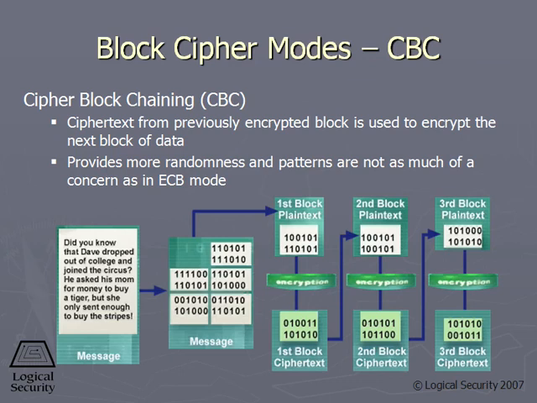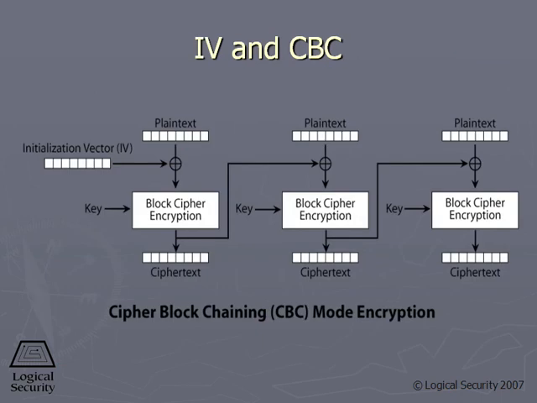So CBC provides a lot of randomness by using that chaining approach of bringing forward the ciphertext to encrypt the next block. Now, on the first block, we don't have ciphertext to bring forward. So for the first block that has to go through the algorithm, there's an initialization vector that works with the key. We talked about an initialization vector, which is basically like a random value, a seeding value. So on the first block, we don't have ciphertext to bring forward to encrypt it. So what's used on that first block is the initialization vector and the key.